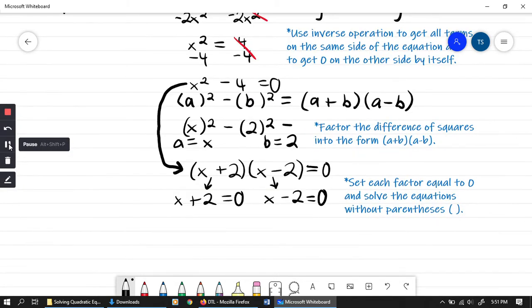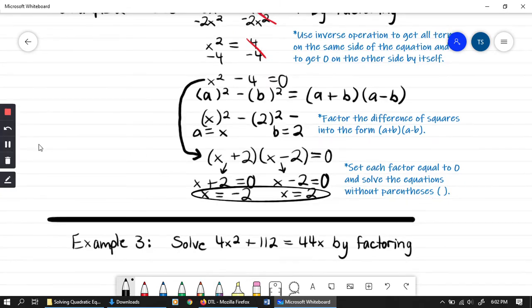When we solve this, we subtract 2 from both sides of the equation on the left side, and we get that x equals negative 2. Then on the equation on the right side, if we add 2 to both sides, we get that x equals positive 2. So here we have two distinct or unique answers, x equals negative 2 and also x equals 2. Yes, we do have two separate answers here.